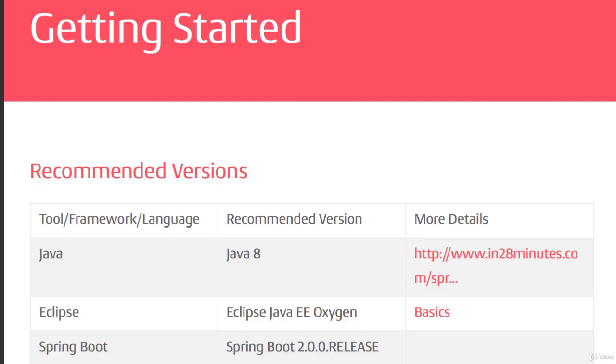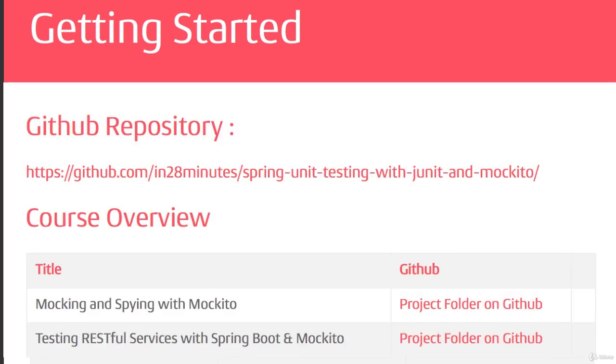In this course, we will use Java 8 and we will be using Eclipse Java EE Oxygen, and we would be using Spring Boot 2.0.0 release. We'll use Maven for dependency management. All the code, including the step-by-step details, are present on our GitHub repository.